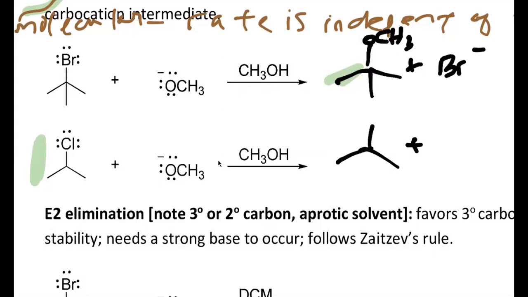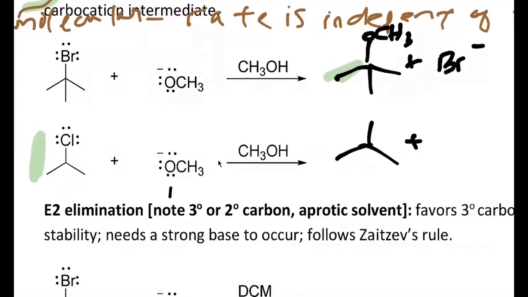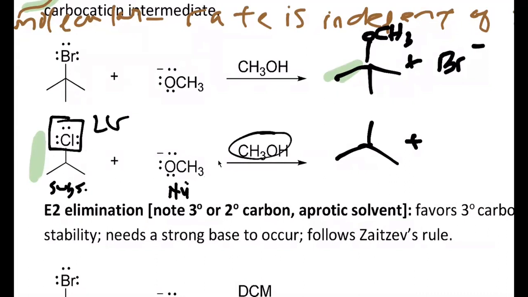So what's the nucleophile here? The OCH3. So this is my nucleophile. That makes this the substrate. And then the chlorine is the leaving group. And then the solvent, is it protic or aprotic? Protic. Right, it's protic. All alcohols are protic.